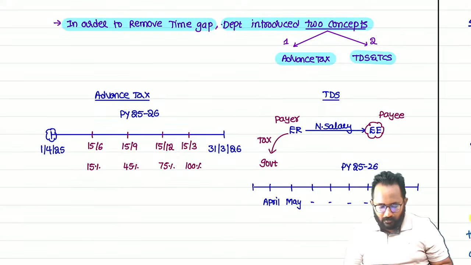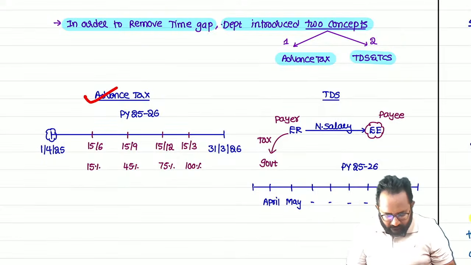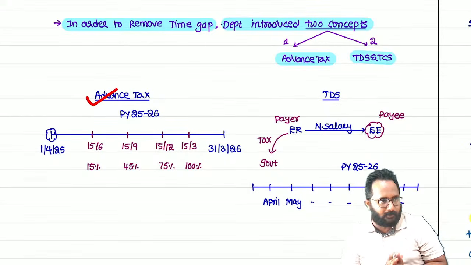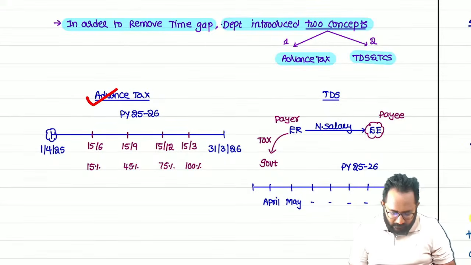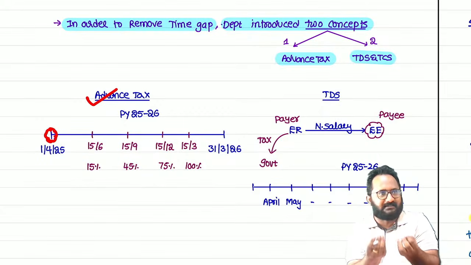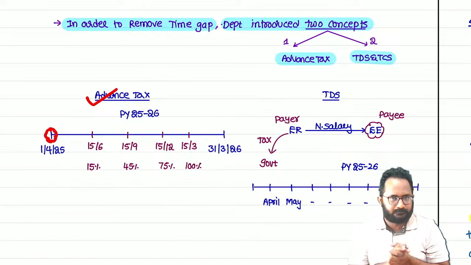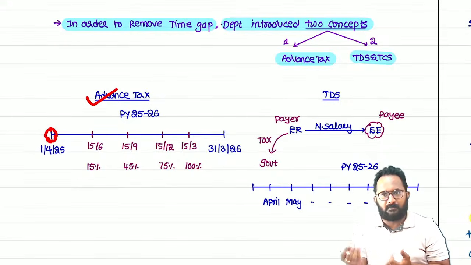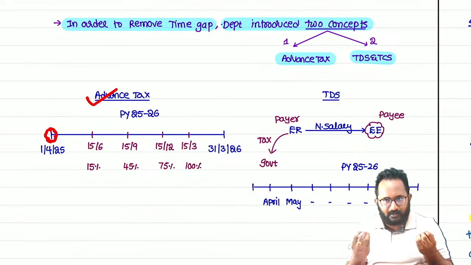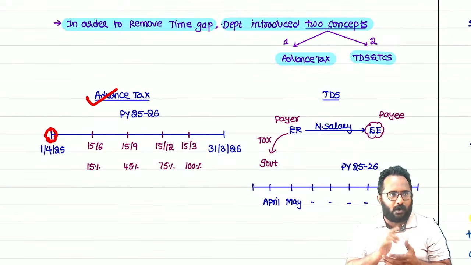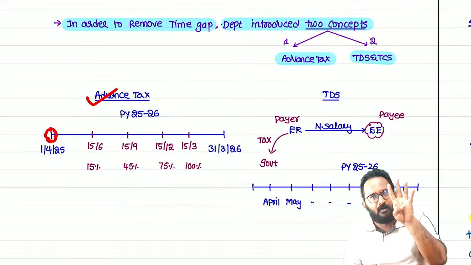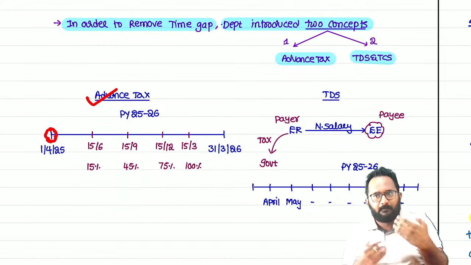Listen carefully. What is that advanced tax concept? If you earn any income during the previous year, whatever income you are going to earn in the previous year, please estimate it even on the first day itself. They are saying simply estimate your income of the previous year on the first day. Please calculate the tax also. That you have to clear in how many installments? 4 installments during the previous year.